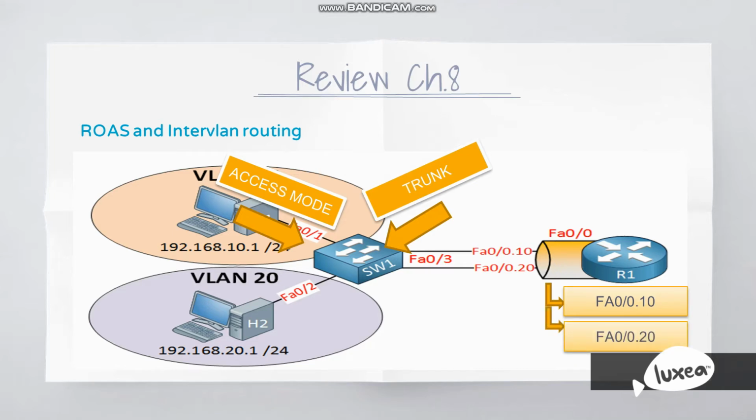And also, the trunking protocol is 802.1Q, which creates tags to specify the VLAN ID because we don't want to lose track of which VLAN is which.